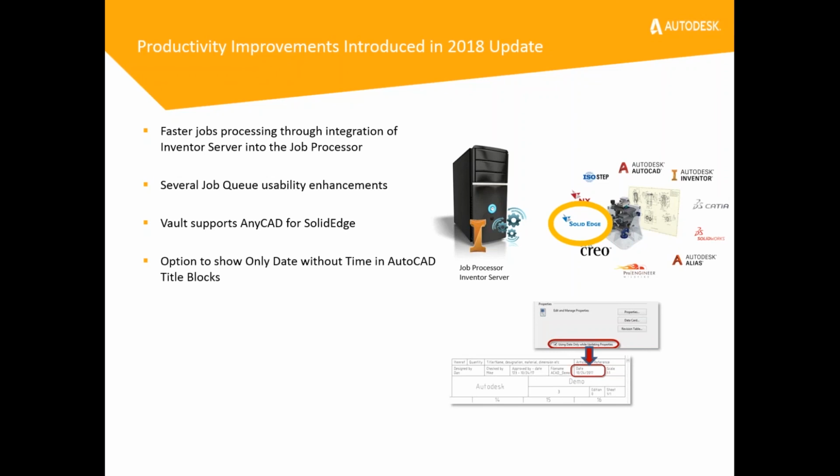Now remember we added Fusion. You can add Fusion files into Inventor assemblies and reference them there. If you bring them in, they'll update the constraints and stuff. But then Vault also has to be able to handle that. So if you check that assembly into Vault, it's going to keep tabs and know the relationships between the Solid Edge files and your Inventor assembly. Last thing there is an option to show only the date without the time in the AutoCAD title block. Before, I think it showed both time and date.